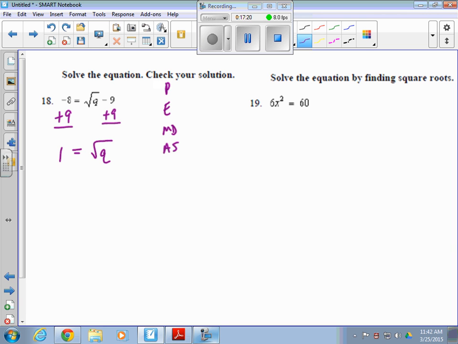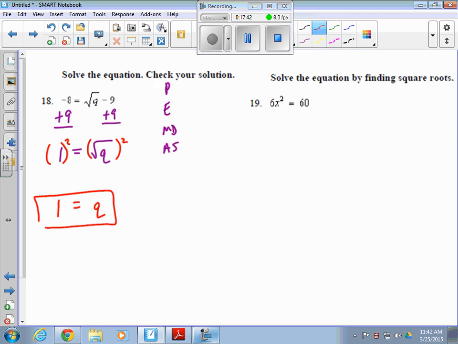In order to cancel out, now the only other thing that's keeping Q from being by itself is this square root, this radical sign. Undo that by squaring that. And if you square the right side, square the left side. 1 squared is still going to be 1. So Q's value is 1.